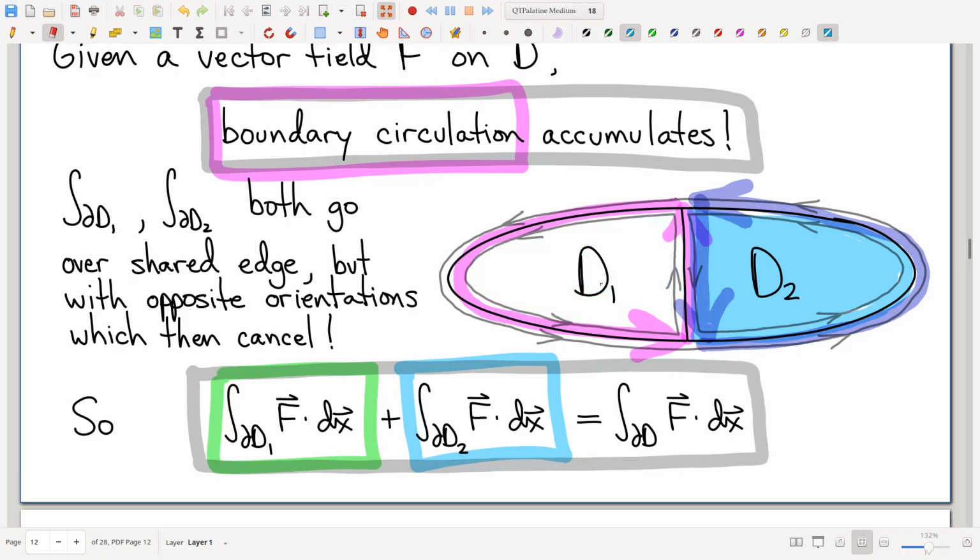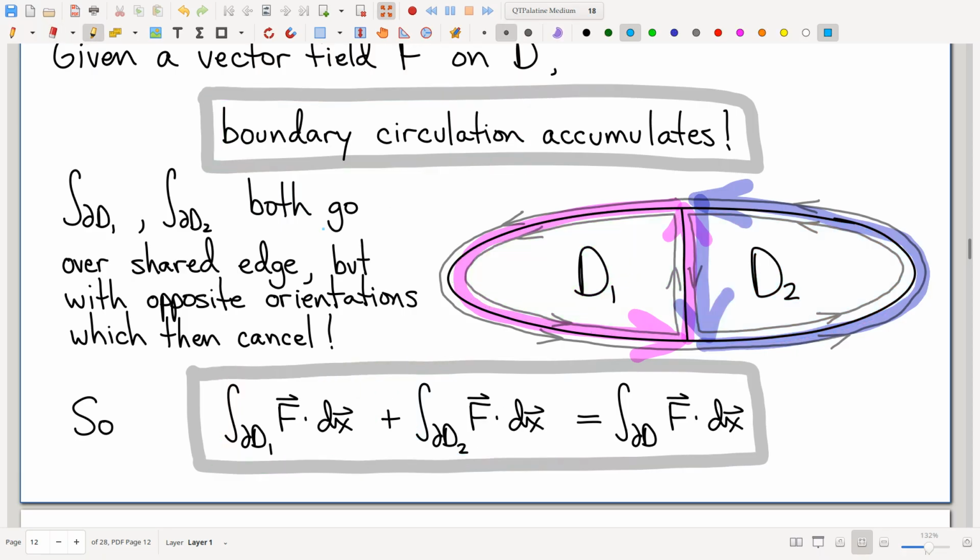Let me get rid of the colors there. What do I get when I add those up? I'm not happy at first glance, because I look at all this stuff in the middle and I think, well, that stuff in the middle is not part of the boundary of the union, right? If I look at the whole lump there, that's not part of the boundary. How could this be the boundary circulation of that whole lump? And the answer is, and I think I inadvertently highlighted over something important.